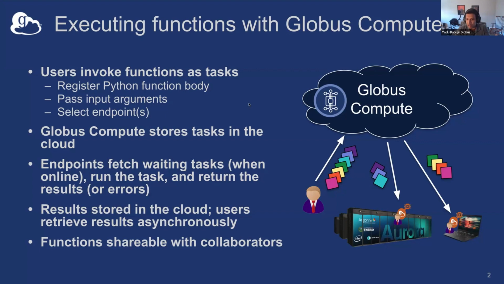So if it is Slurm, PBS, Torque, whatever it is, it will negotiate with that system, provision nodes that are required for running the function, and then execute the functions. Now, once these functions are run, the results produced are shipped back to the cloud, and we store them there. Like Kyle said, we have the results stored in the cloud for up to 2 weeks. Now, the users can retrieve the results asynchronously. These functions are also shareable with collaborators.